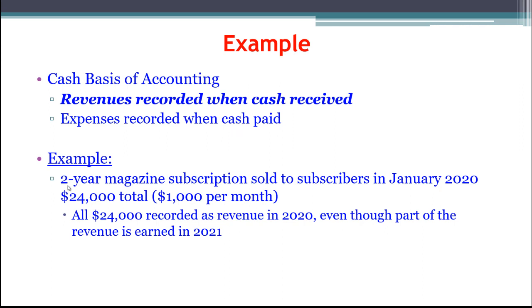So let's take the example of a 2-year magazine subscription that was sold to subscribers in January of 2020 for a total of $24,000, which is $1,000 per month. All $24,000 under the cash basis of accounting is going to be recorded as revenue, even though some of this money will arguably be earned in 2021 when they send out the rest of the magazines. Under the cash basis of accounting, the only thing that matters is when the cash was received.